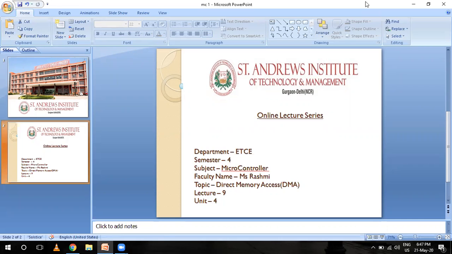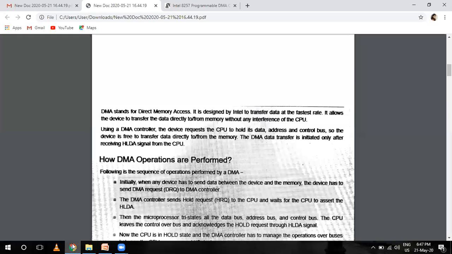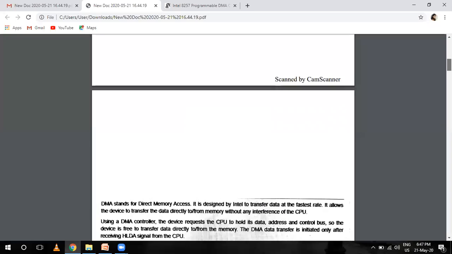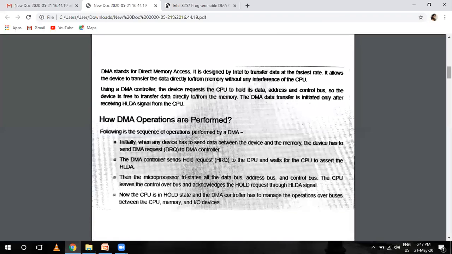Student, in this video, my topic is direct memory access, that is the DMA controller. Students, in the last video, we discussed the PPI chip, and this is a topic of the second unit. Basically, what do you mean by DMA? That is direct memory access.